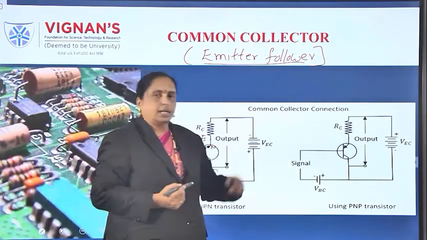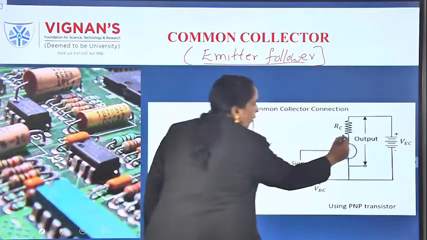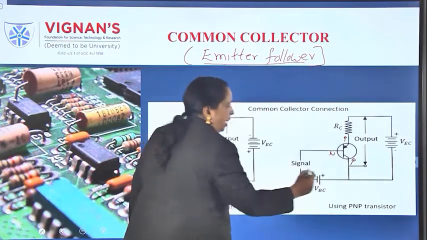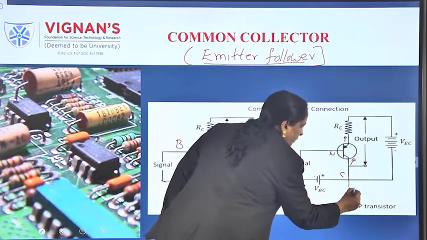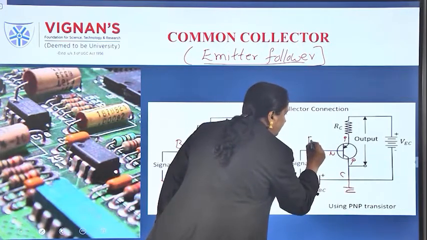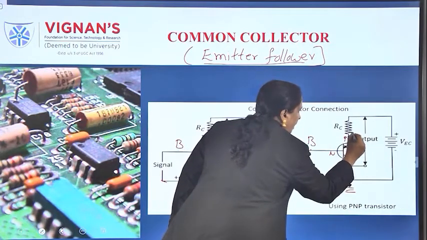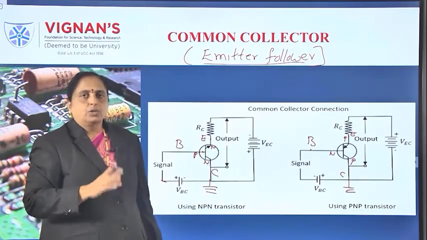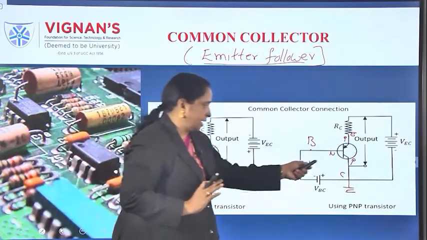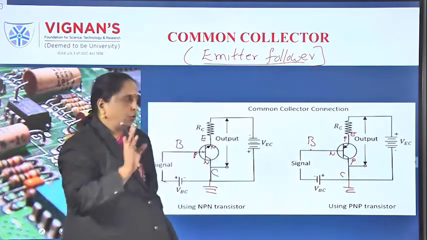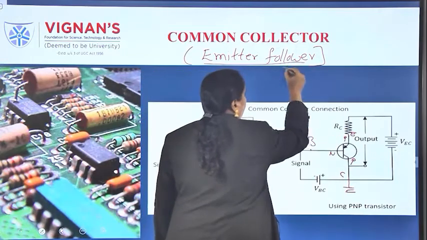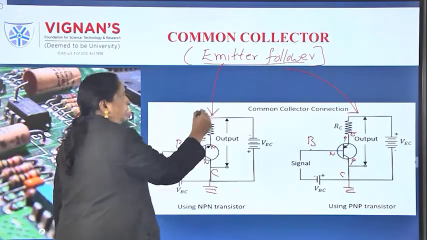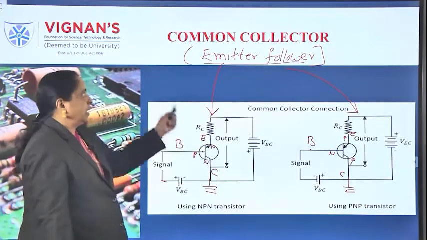Similarly, if you see the PNP transistor, see the arrowhead points inwards, so this is a PNP transistor, and this is the collector terminal grounded, this is the base terminal, and this is the emitter. Because we have no other option, because the collector is grounded, usually we will take output from the collector, but here the collector is grounded, so the only option is you have to take output through the emitter. That's why we call this emitter follower. Here also you are taking output through the emitter, that's why we call this emitter follower.